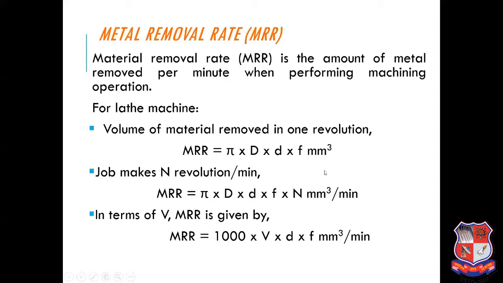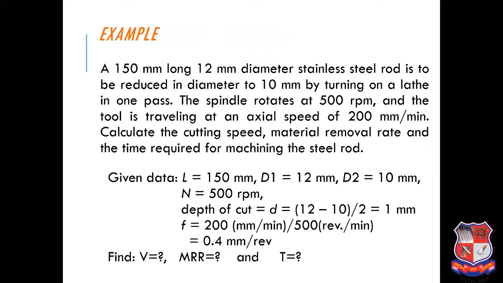So if this formula we have to express in terms of the cutting speed V, then we can add that V is equal to pi D N divided by 1000. So V into 1000 will come into the picture instead of these parameters, and this will become 1000 V into D into F millimeter cube per minute. So we will take one example to understand the metal removal as well as the machining time.